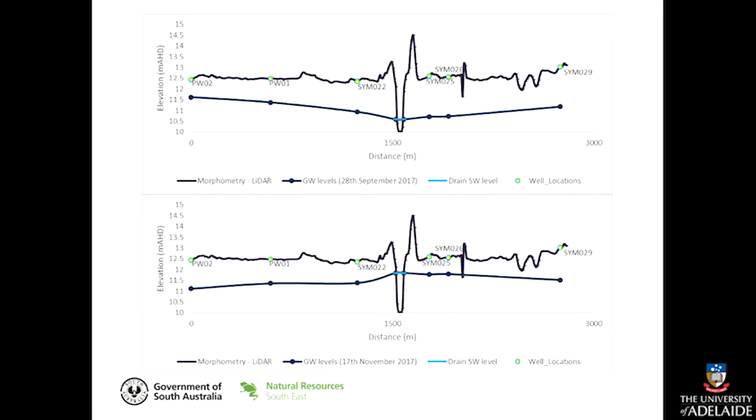So as you can see, again, the top one is before the regulator was closed, and the bottom graph here is after the regulator was closed. You can see that the surface water level in the drain has increased quite a bit, and it's actually surpassed the water table, whereas before it was below it. And this has produced a small groundwater mounding effect within close proximity to Drain M.